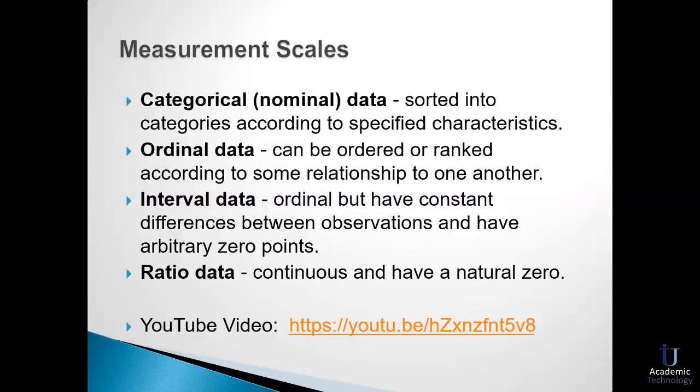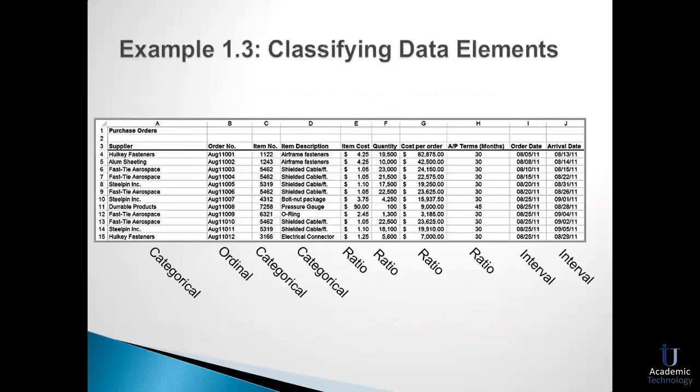So in both Assignment 1A and Discussion 1A, part of those assignments will be to classify data into one of those 4 categories, being either nominal, ordinal, interval, or ratio data. So pay particular attention to that section of the chapter. Example 1.3 goes through and shows you some examples of those different types of data.